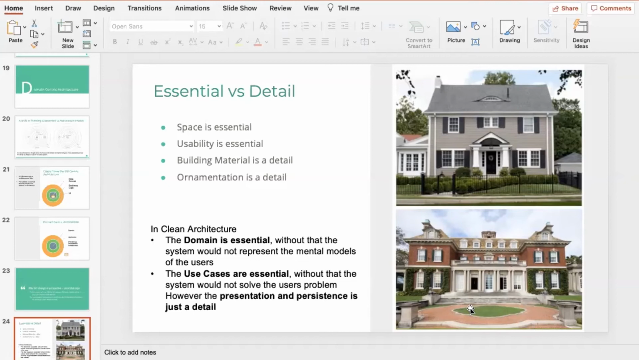I'm not saying it is not important. I'm not saying that we're going to eliminate that. It is still important, but that's a secondary concern. What is important in the architecture is the domain actually.